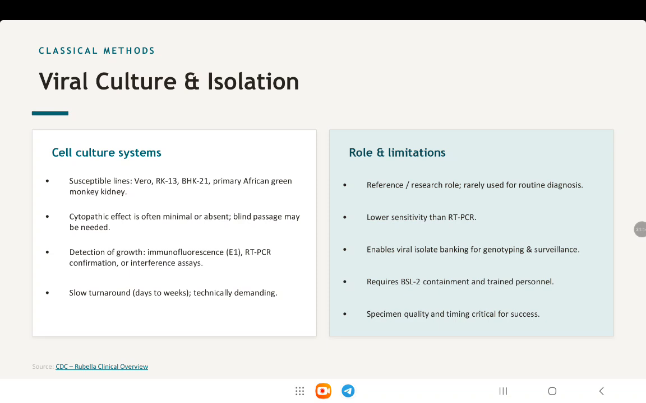Comparing PCR and viral culture: culture is slow, less sensitive, and needs more labor intensity, while PCR is quick, more sensitive, more specific, and can be used for genotyping. But culture can be used for surveillance and research. Since live virus is handled, all laboratory or research work should be performed under biosafety level 2 practices by trained laboratory personnel.